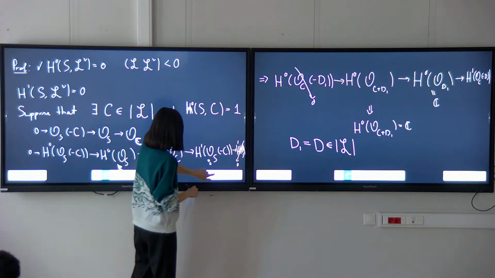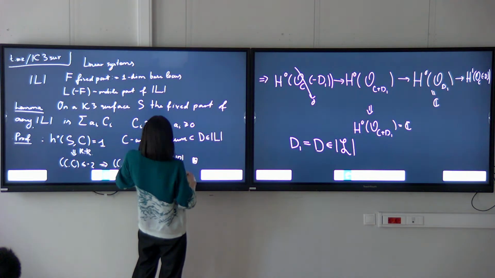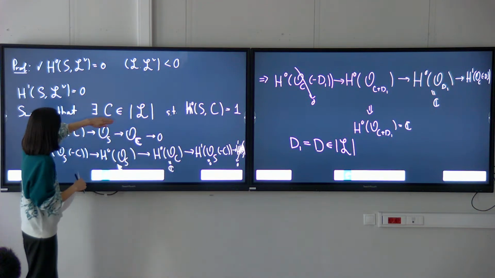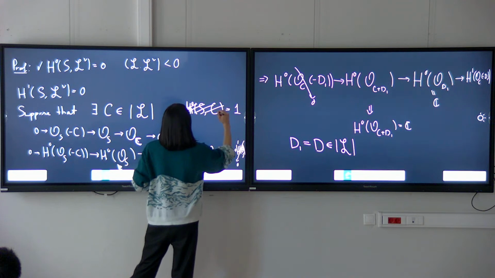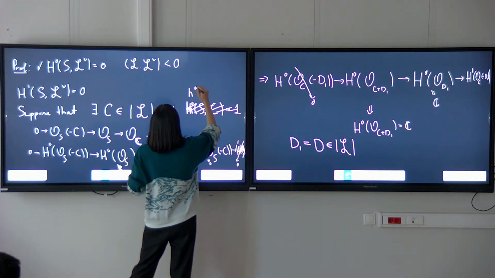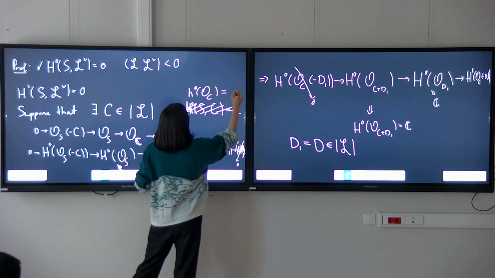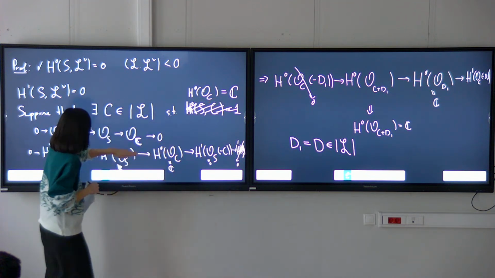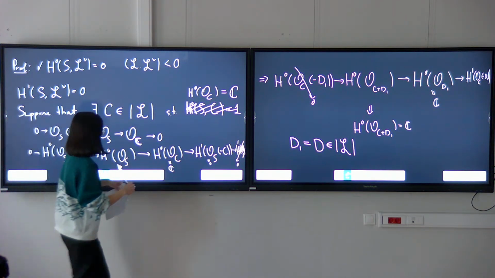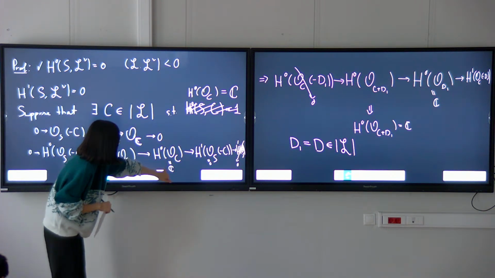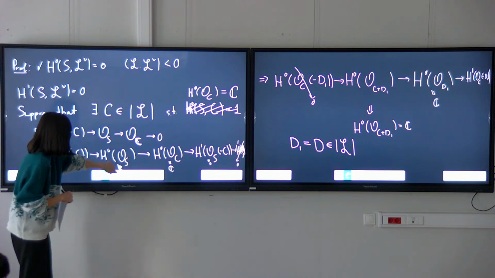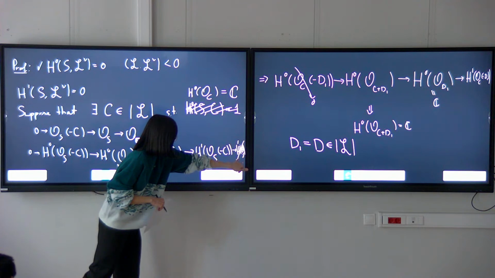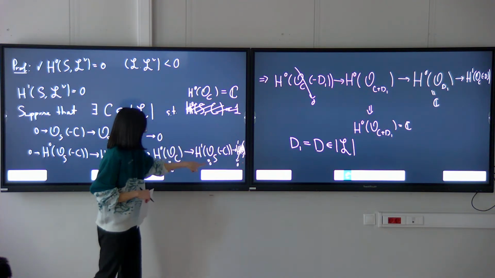Suppose that there exists... Here was wrong. H^0 of C is one-dimensional, right? Yes. Then we can use just this exact sequence. This is one-dimensional. We suppose this. So from the definition, this vanishing follows from the definition of K3 surface. So we obtain that this is 0.